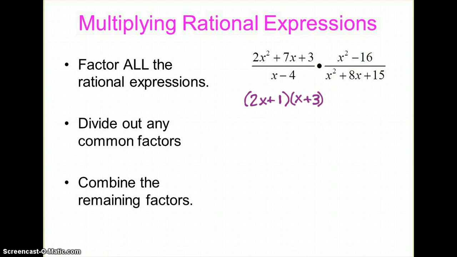That way I get 6x from the 2 and the 3, and a 1x, and then that makes a 7 in the middle. Now the x minus 4 in the denominator, that's just a linear term, or factor, so we'll just leave that. Multiplying, x squared minus 16, that's a difference of 2 squares, so x plus and minus the square root of 16, which is 4. So we'll go 4 and 4.